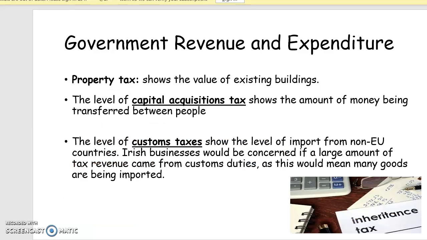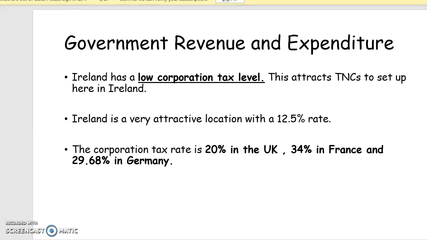So it's taxed accordingly. Property tax, this was brought in 2013, where people have to pay taxes on the buildings that they own. The level of capital acquisitions tax shows the amount of money being transferred between people. So if you inherit a certain amount of money, you will have to pay tax on it if it's over a threshold. The level of customs taxes shows the level of imports from non-EU countries. Irish businesses would be concerned if a large amount of tax revenue came from customs duties, as this would mean that the country is importing more than it's exporting, and that would not be good for the country economically.